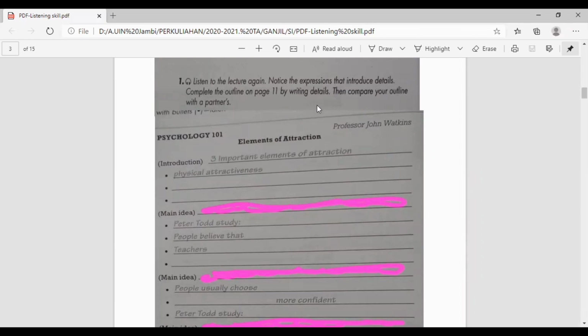Nah, kalau yang tadi kan mendengarkan main idenya yang mana ya. Nah, sekarang you need to listen to the detail. Ya, notice. Nah, ini nanti notice the expression of that introduce details. Okay? Now complete the outline on the page. This one. Okay, then compare your outline with a partner later on.